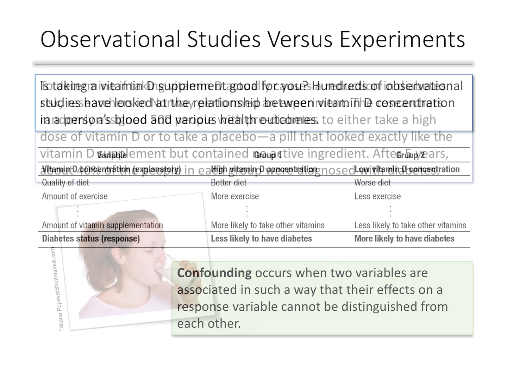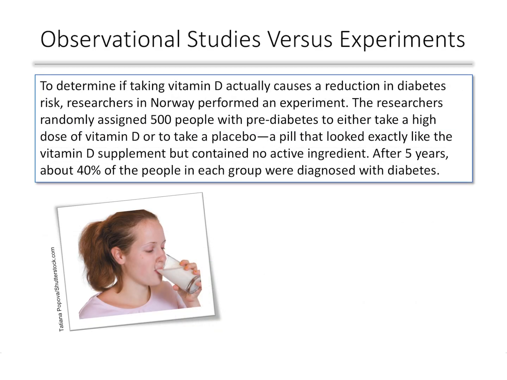Okay, so thinking about that, then to determine if taking vitamin D actually did cause a reduction in diabetes risk, people in Norway performed an experiment. So before we were looking at an observational study. The researchers randomly assigned 500 people with pre-diabetes to either a high dose of vitamin D or a placebo. We'll talk about placebo again, but that's just a pill that looked exactly like the vitamin D, but actually was just nothing. It's like a fake medicine.